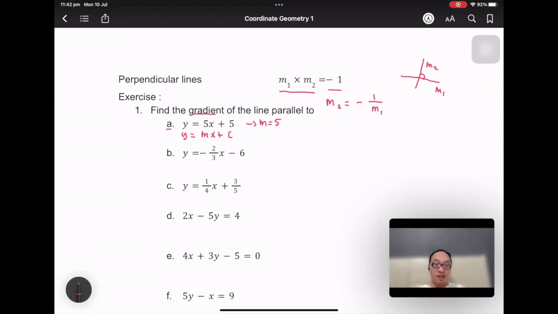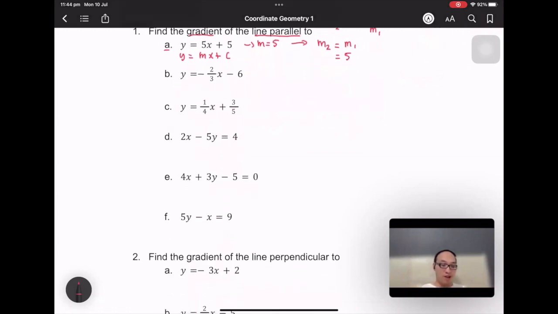The gradient of the line parallel to this line is the same gradient, so equals to 5. Next example, I will choose D. 2x minus 5y equals to 4. We have to find the gradient. To find the gradient of this equation, you have to change this into the general form.